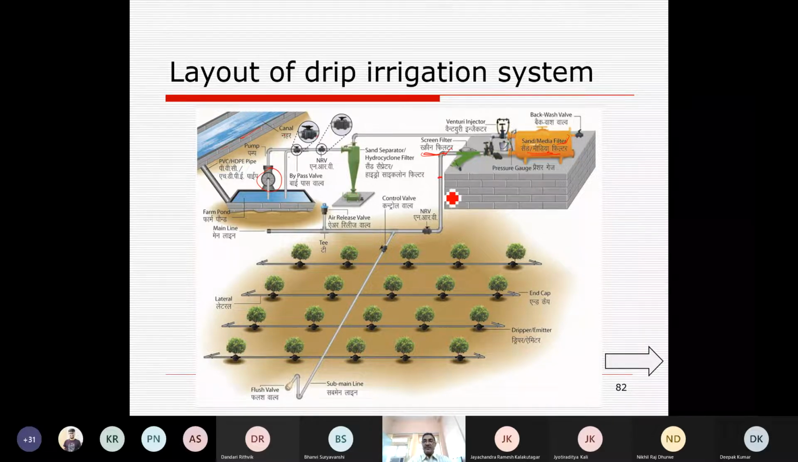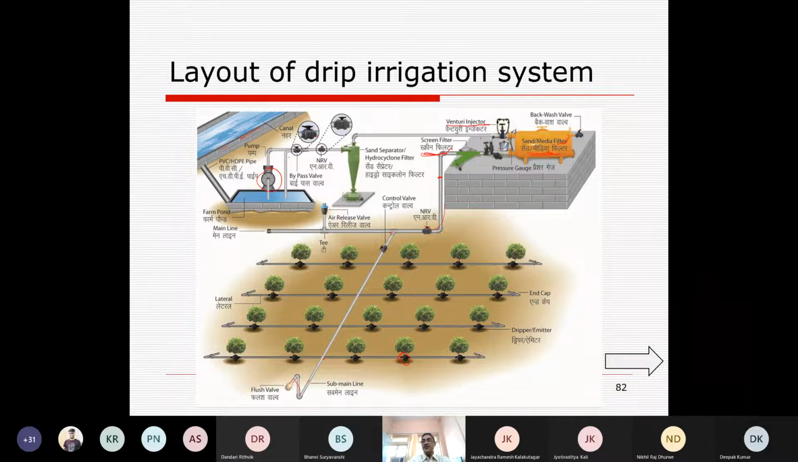So you can see it is the main line, then the sub-main goes up to the field, and within this we are simply taking these laterals, and in the laterals drippers are fitted. The important aspect here, one more thing you can see from this layout, is fertilizer injection in the irrigation water.